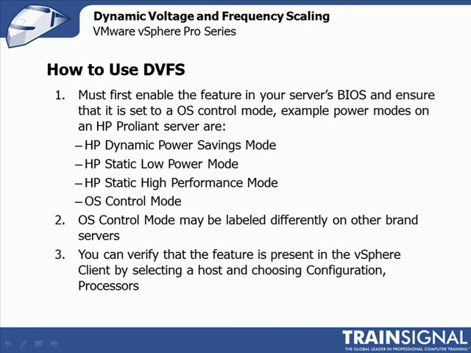In vSphere, you can verify that the power management feature is present by selecting the host in the vSphere client and choosing the Configuration tab, and then under Hardware select Processors. If you disable the feature in the BIOS or the server does not have the power management technology, then the processor configuration in the vSphere client will show that the power management technology is not available.